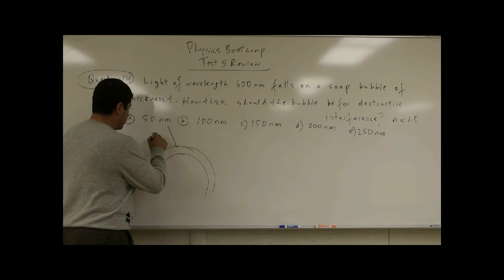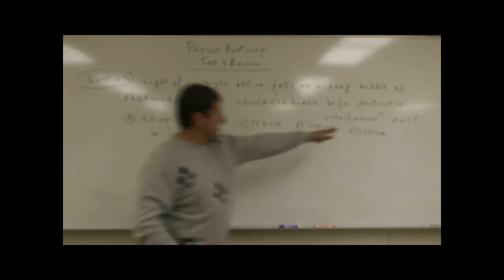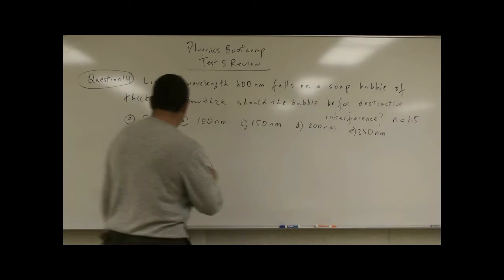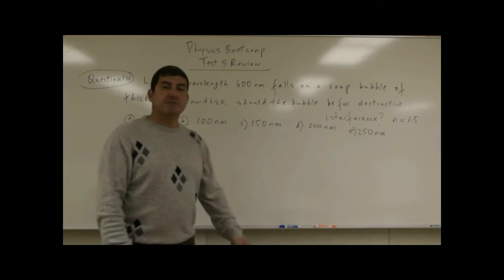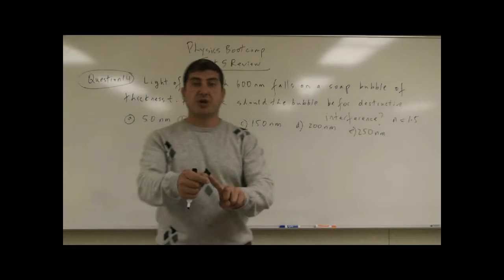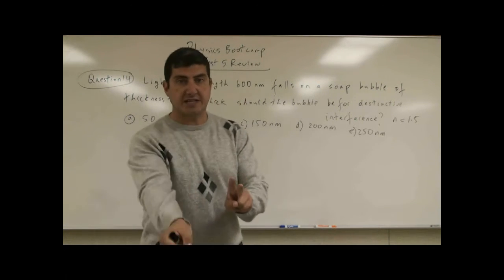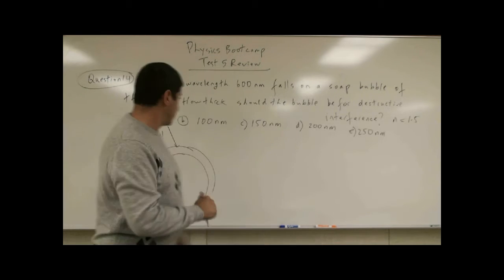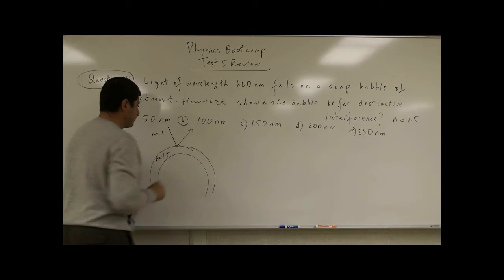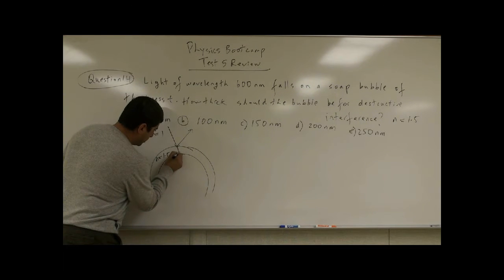The index of refraction of air is 1. What's the index of refraction of the soap bubble? It's given here as 1.5. n is 1.5. So when the light hits a medium, it does two things. One part of the light reflects from that medium. The other part of the light transmits into that medium. So this is called reflection, transmission, right? So part of it reflects, the other part refracts, transmits into that medium.